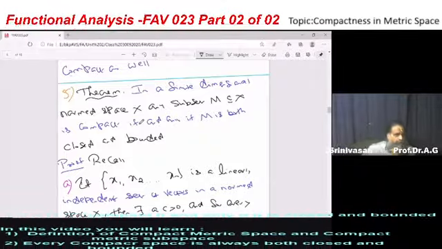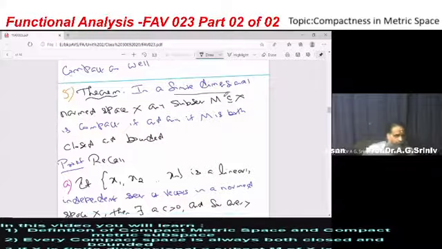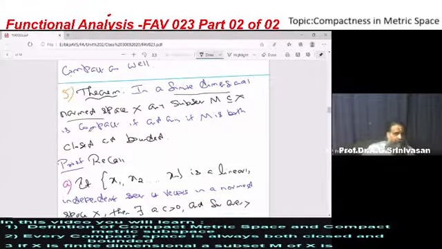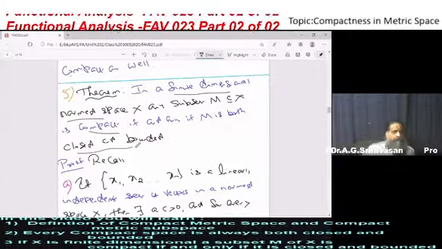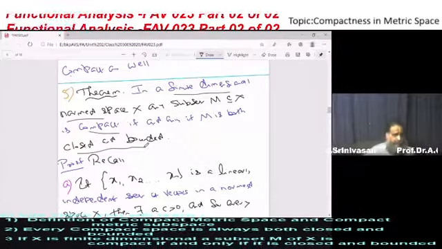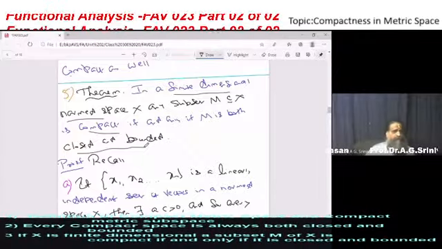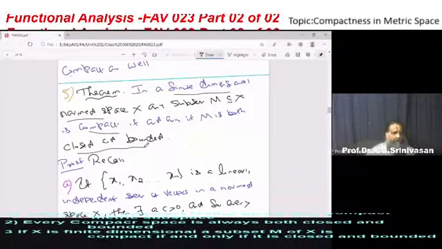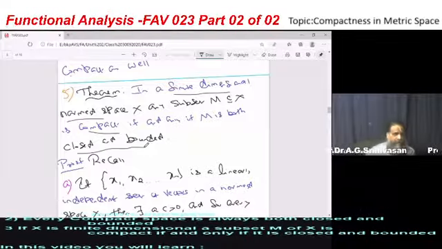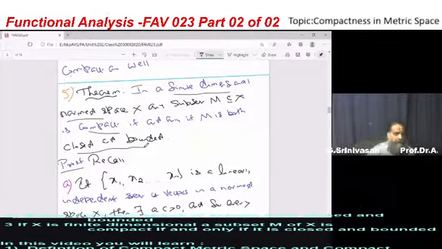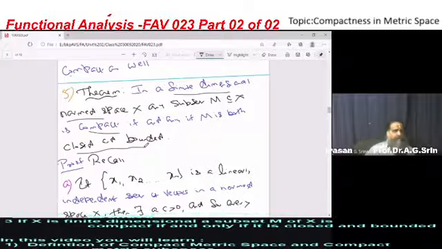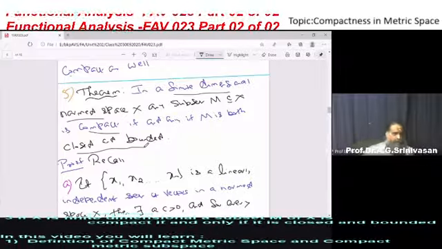Now we are going to show that if X is finite dimensional, then compactness and being closed and bounded are equivalent. M is compact if and only if M is closed as well as bounded. Equivalently, if M is compact, then M is closed and bounded. If M is closed and bounded, M is compact. We are going to show this now.